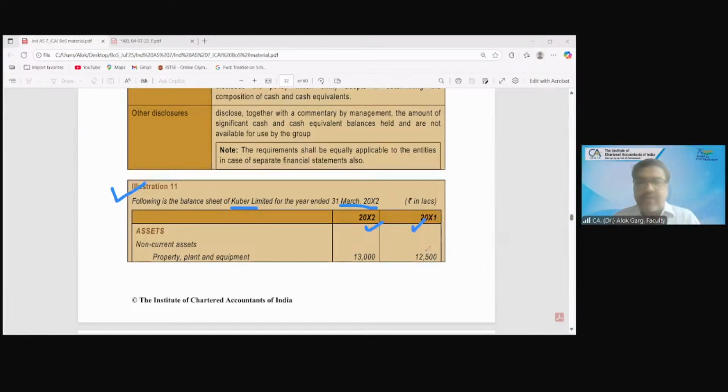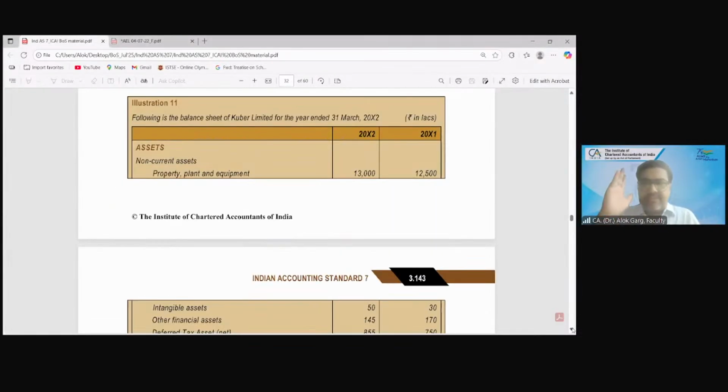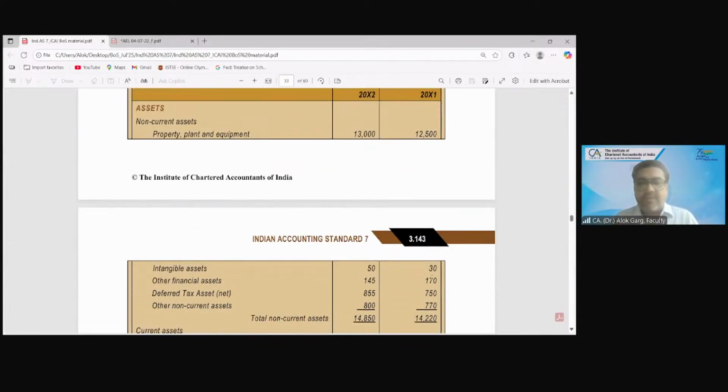Property, plant and equipment 12,500 becomes 13,000. Oh, it means there is an increase in property, plant and equipment. Probably there are some purchases also. I don't know, I'm just thinking, I'm just reading. Intangible assets have also increased from 30 to 50. While there was a depreciation, again intangible assets are increasing. Property, plant and equipment is increasing.